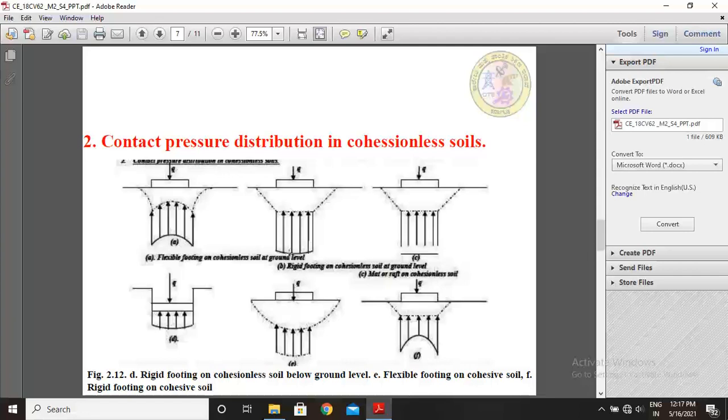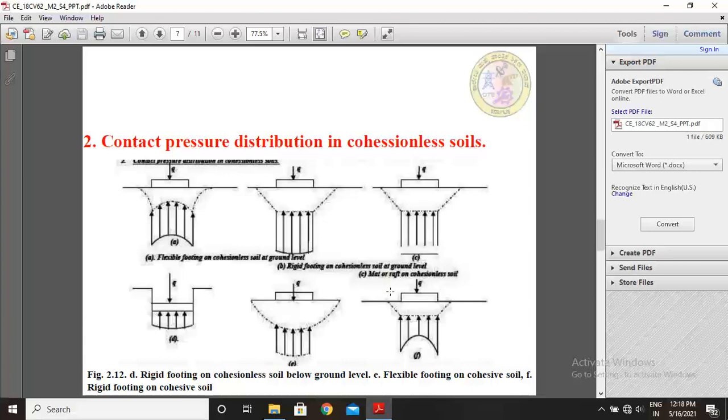See this second diagram. This is for rigid footings. This is a flexible footing, and this is a rigid footing on cohesionless soil at ground level. This is the ground level line, this is the footing dimensions, and this is the applied load Q in kilonewton per meter square. If the structural load is applied to a rigid footing, the shape of the contact pressure distribution diagram is straight and horizontal. These lines are upward pressure. If the load is acting downward, then soil pressure is acting upwards in terms of friction.